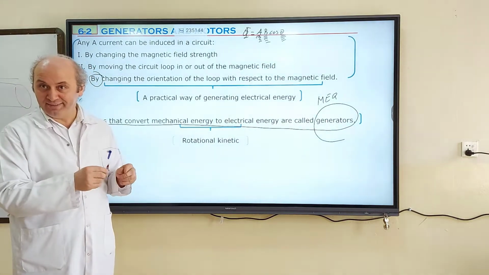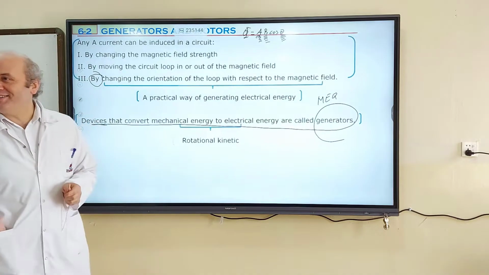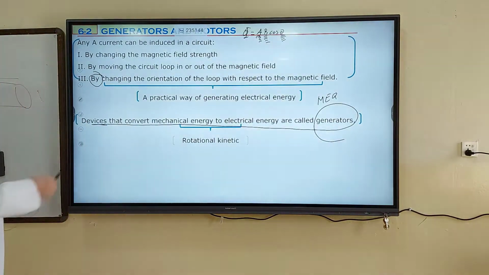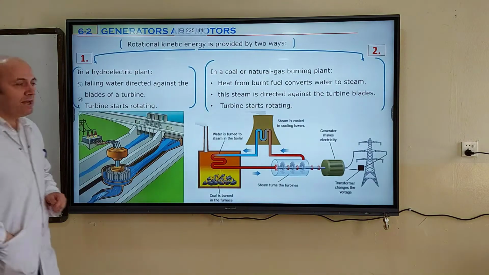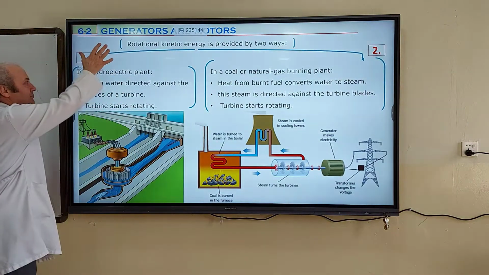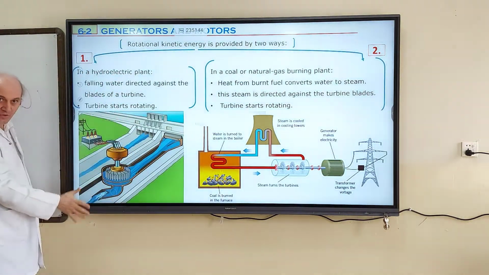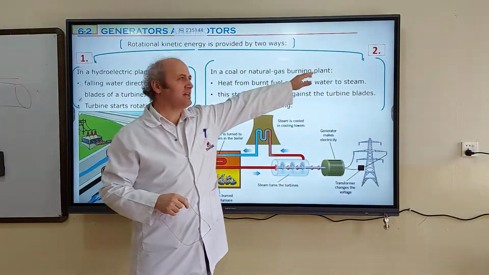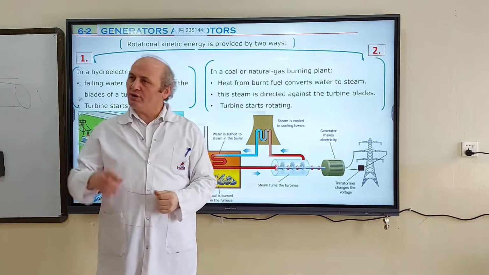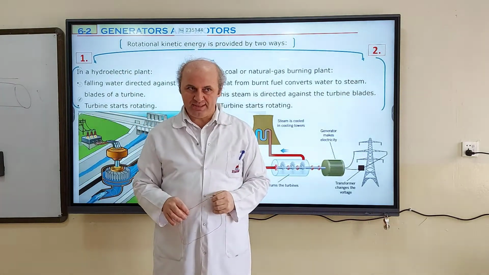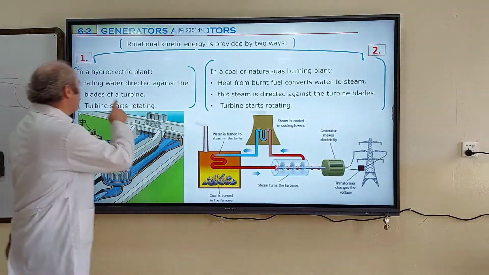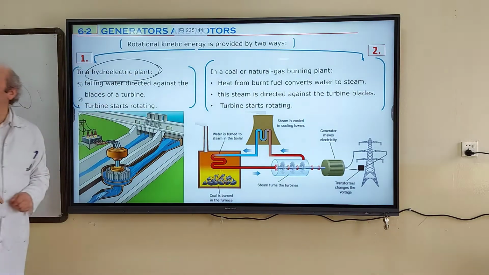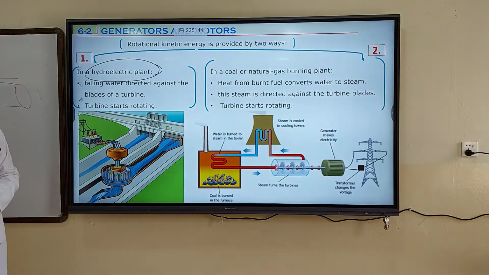Not your hand. So, there are 2 methods explained in your book. One of them is using a waterfall. The second one is using a coal and natural gas burning plant. In Dukan you have in fact one of them, a dam. Those are called hydroelectric plants. Hydroelectric plants in Dukan.